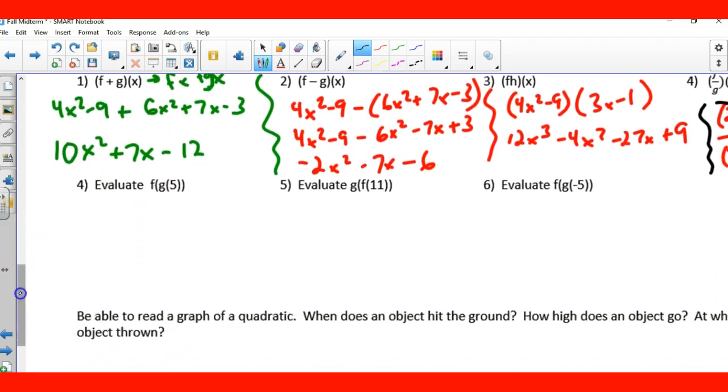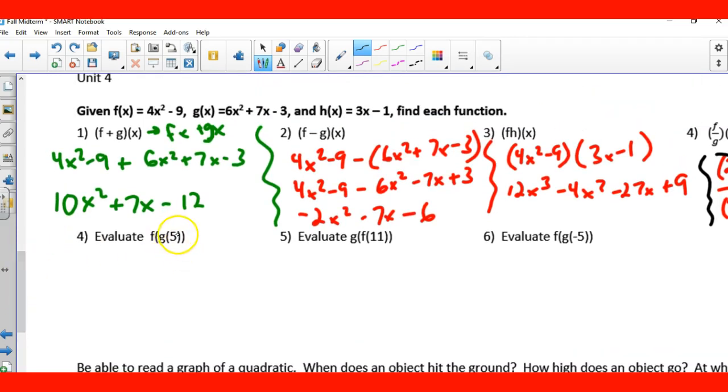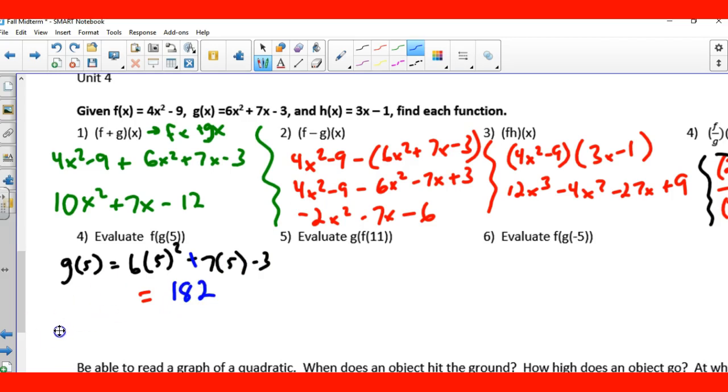Now, right here, for number 4, we have f of g of 5, meaning we're going to evaluate g of 5 first. Alright, so right here, I'm going to plug in 5. 6 times 5 squared plus 7 times 5 minus 3. So 5 squared is 25 times 6 is 150. Oh, this should be a plus right there, right? That's a plus. So plus 35 is 185. And then 185 minus 3 is 182. Right there, 182. So now we need to go find f of 182.